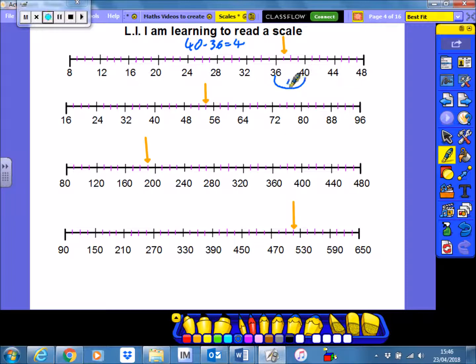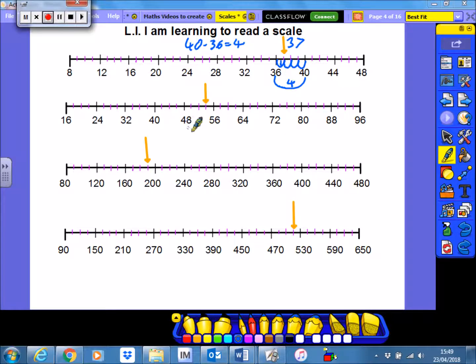So the major jump is 4. Here to here is 4. But there are 4 minor jumps in between. Okay, so I'm going to have to take 4, and this time divide it by 4, which means each one of these minor jumps must be 1. Therefore, we're going 36, 37, 38, 39, 40. Well, the arrow's pointing at 37, so it's going to be 37 there.